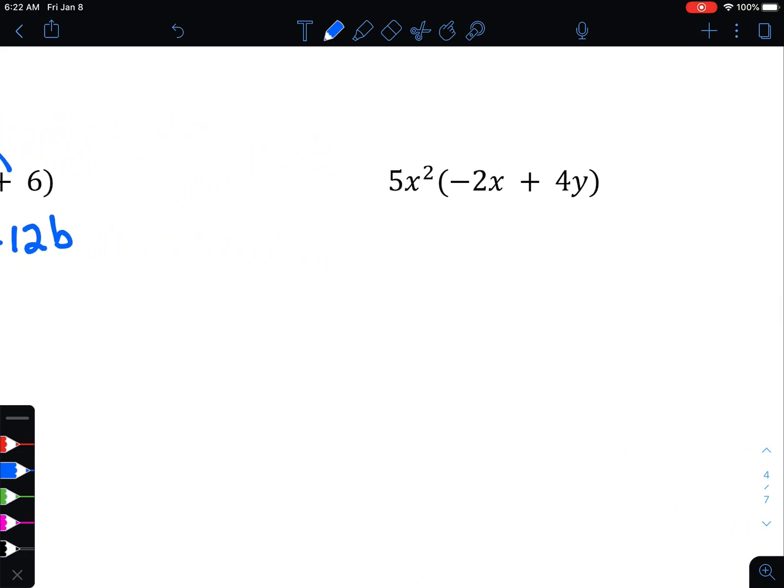In the next one, we've got 5x squared multiplied by, in parentheses, negative 2x plus 4y. Starting off, we're going to distribute the 5x squared to both terms. For the first term, if we take 5 multiplied by negative 2, that's negative 10. And then x squared multiplied by x is x to the power of 3. Next, when you take 5x squared and multiply by 4y, 5 multiplied by 4 is 20. X squared and y you can't combine together, so you just have to write them both down as x squared multiplied by y.